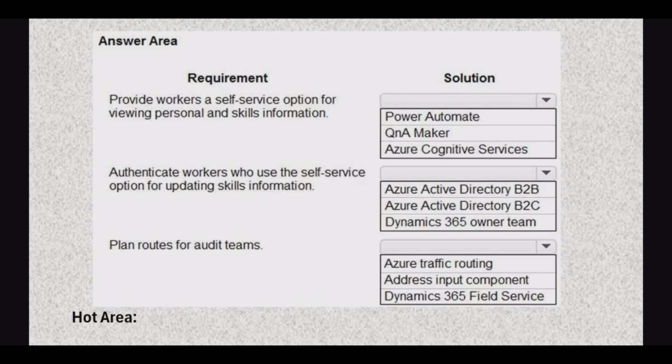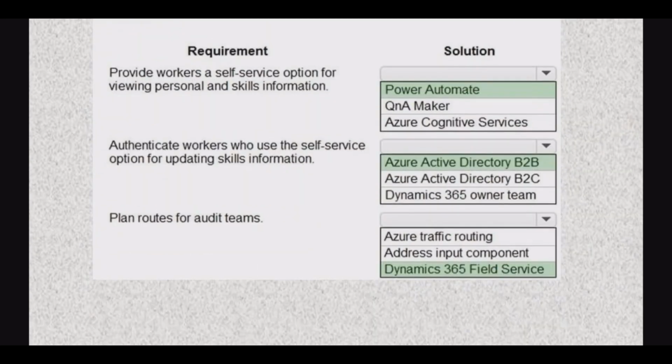Now the third requirement is plan routes for audit teams. The solutions are: the first option is Azure Traffic Routing. Second option is Address Input Component. And the third option is Dynamics 365 Field Service. Now look for the correct answer.